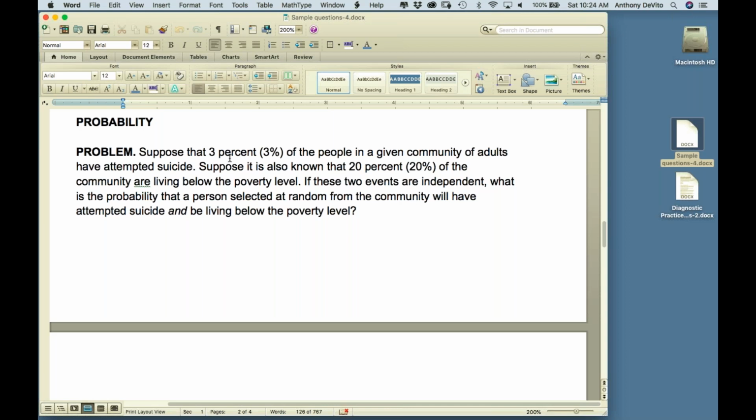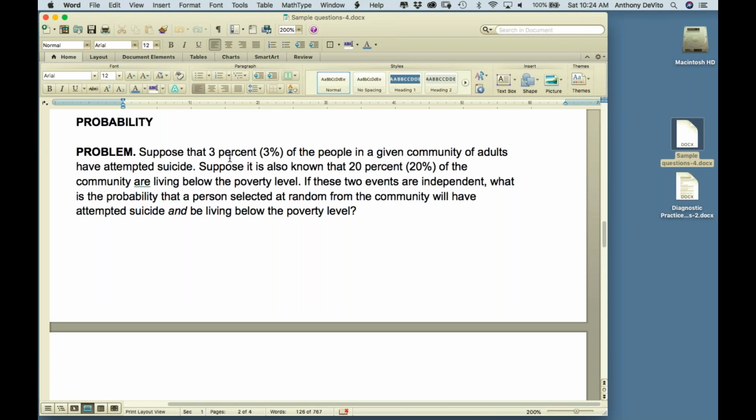0.06, excuse me. 0.03 times 0.02 would be 0.006, I think it is. So if they're independent, you multiply them.